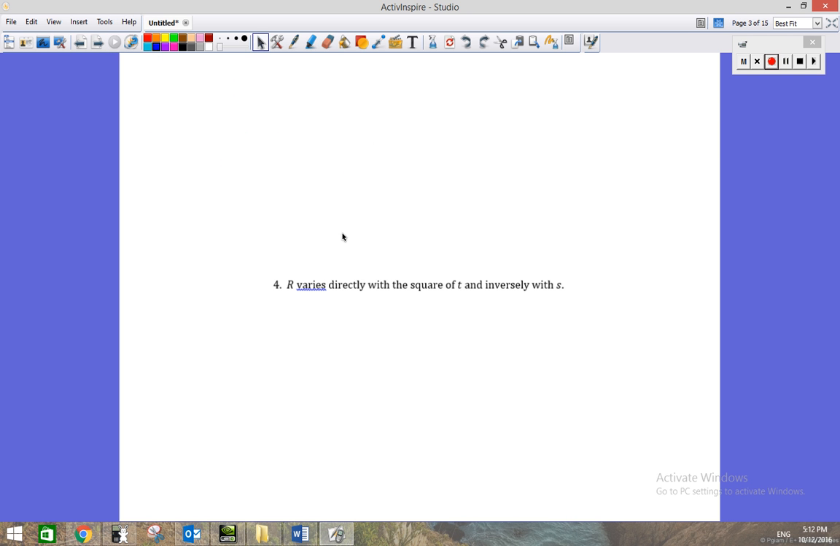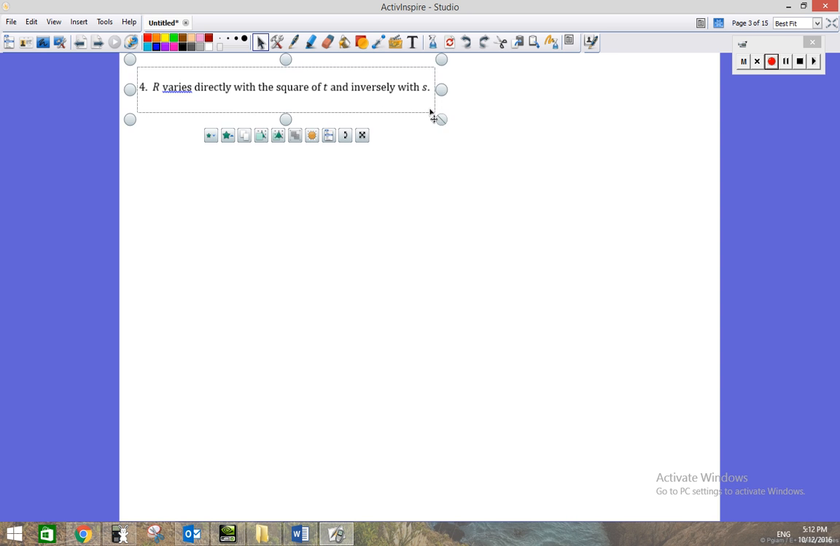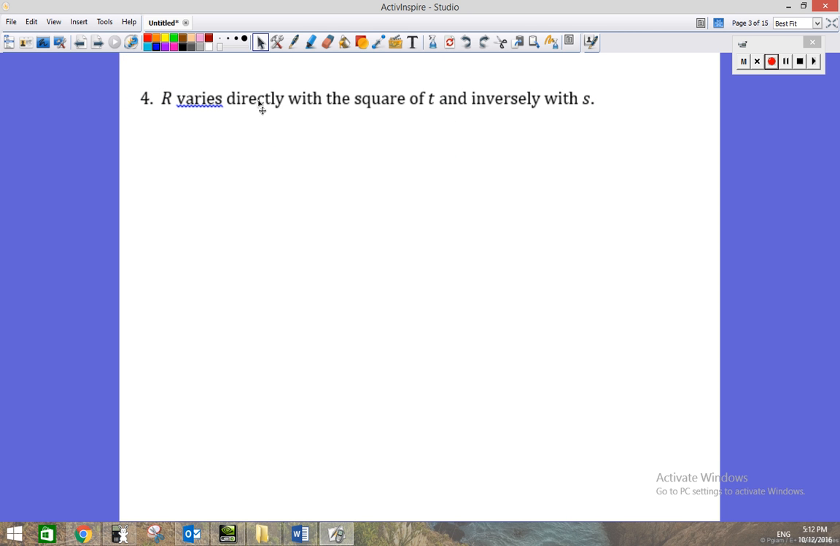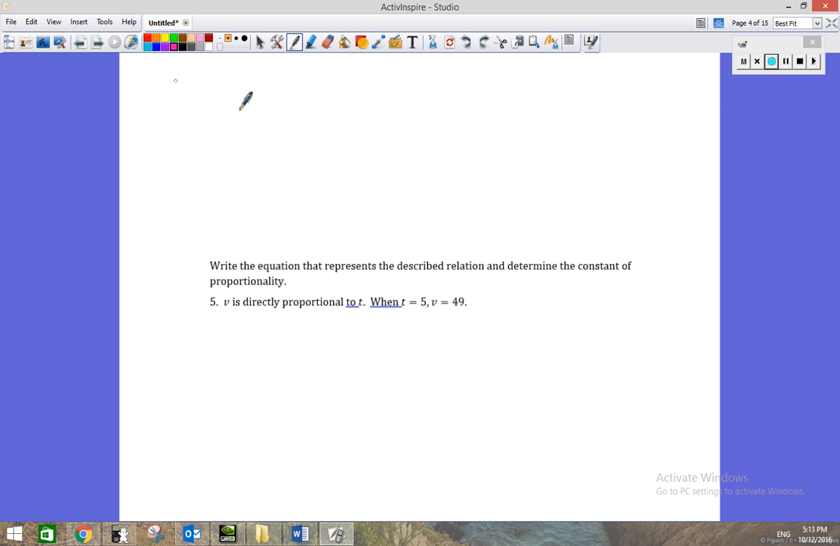Here for problem 4, I see that they're using both the words directly and inversely. So I have r varies. I know that my constant of proportionality is always in my numerator. With directly, it says the square of t, which means t raised to the second power, and inversely with s. So I think division when I have inversely, and I don't have any exponent on s. So there's my answer for problem 4.